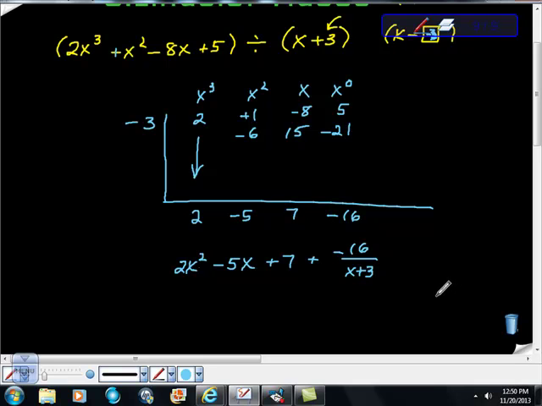So hopefully this is helpful to you. It's just kind of a trick. It doesn't replace polynomial division, but some people really, really like it. Remember that it can only be used in very specific cases.